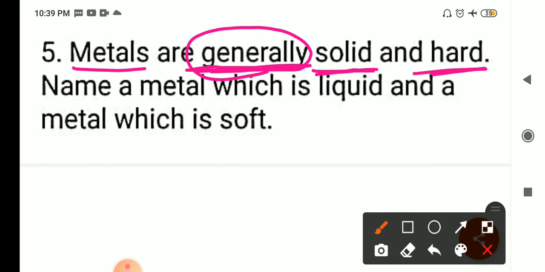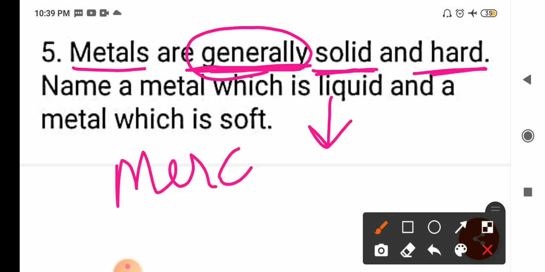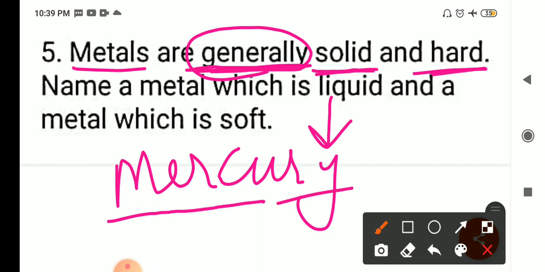Name a metal which is liquid. So mercury is a liquid, but it is a metal. है ना? It means mercury is a liquid metal which is found in the liquid state at room temperature. It means at normal temperature, mercury is always found in the liquid state, right?